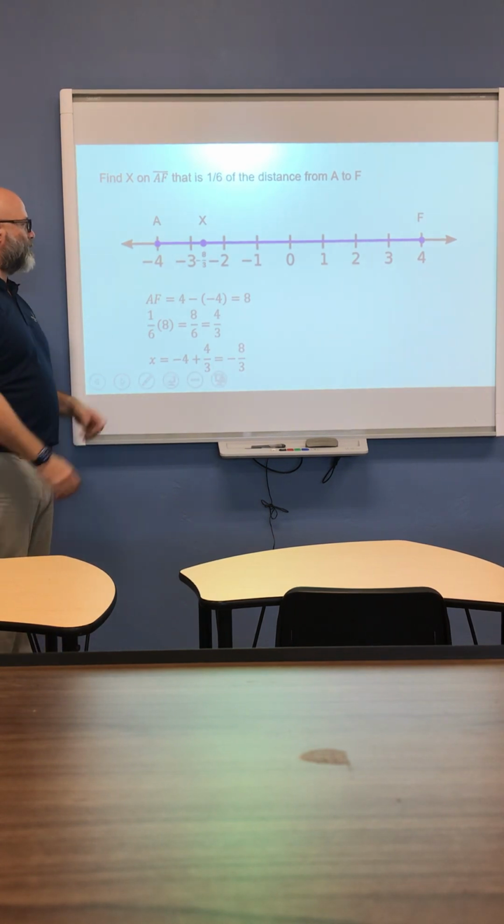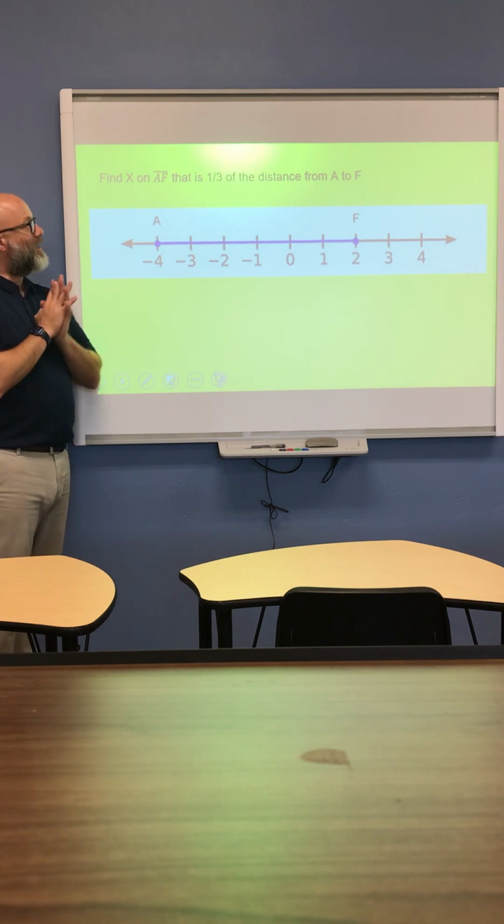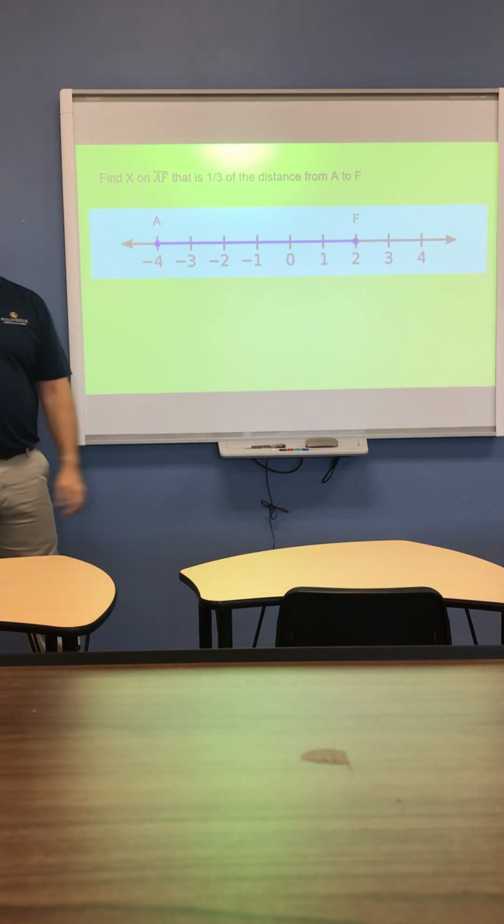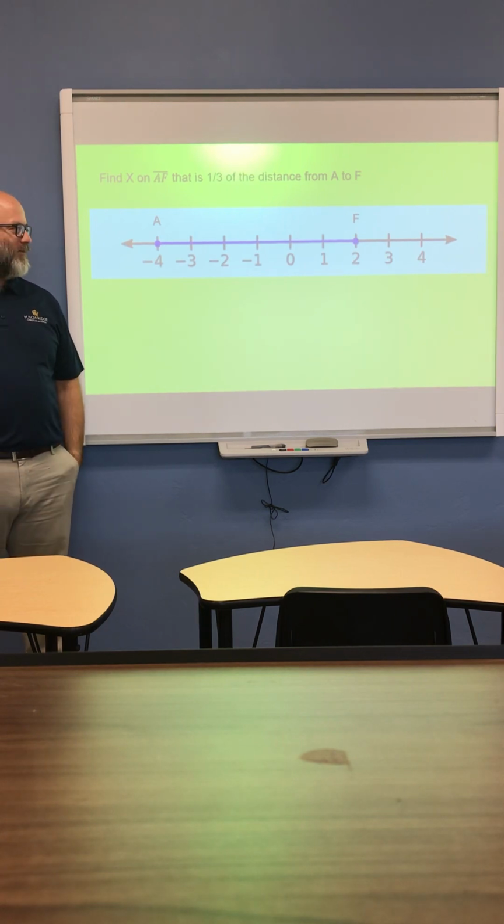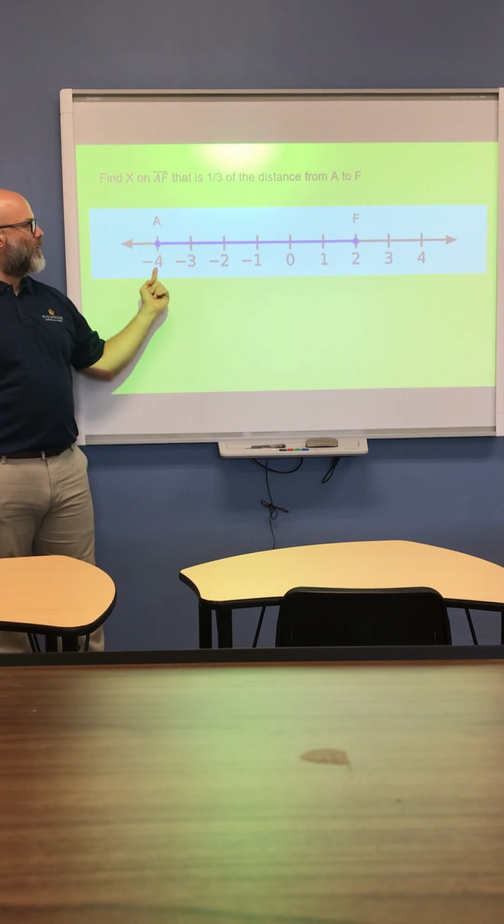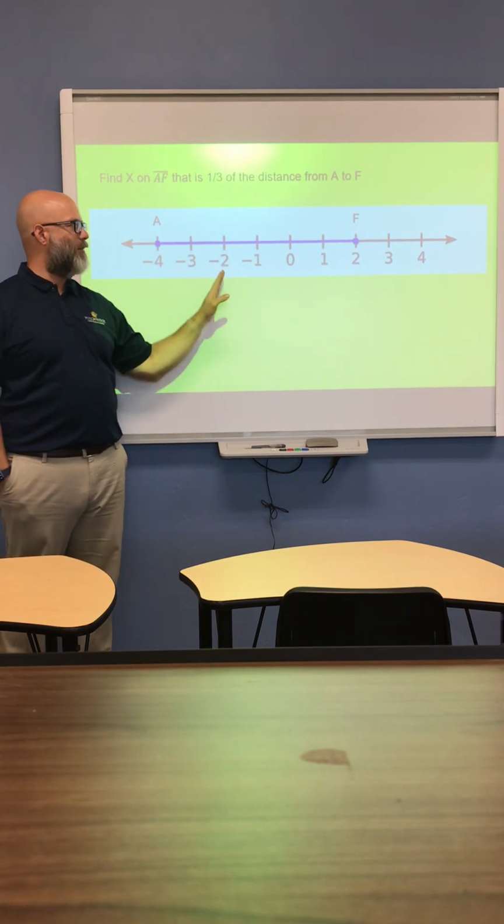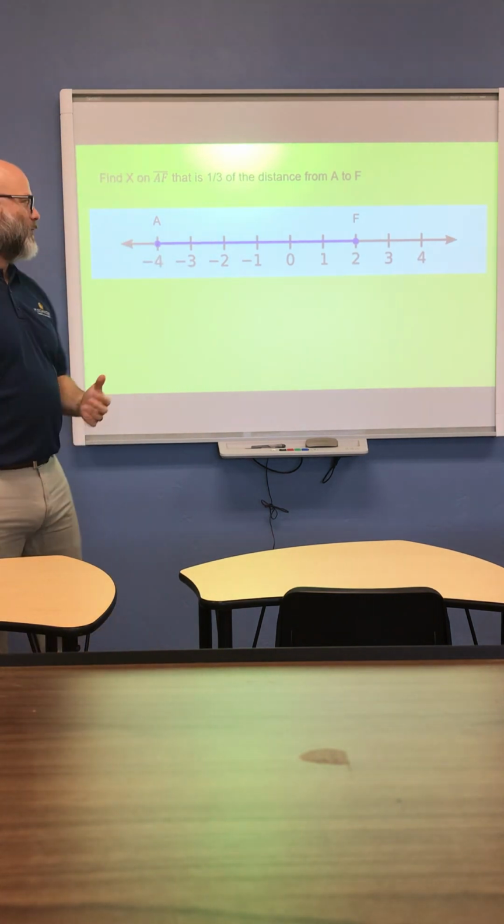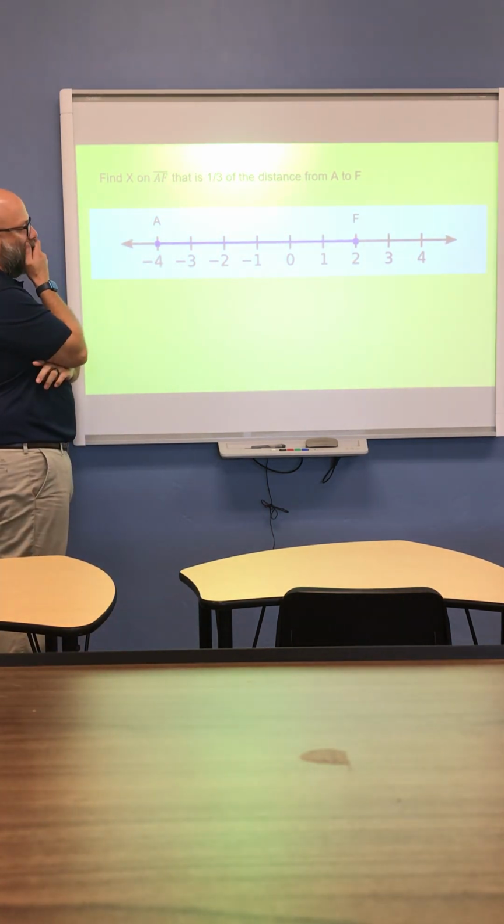All right, one more. Find x on AF, that is 1/3 of the distance from A to F. Well, you might want to eyeball it right off the bat. You're like, this is a distance of 6, so 1/3 is about 2. So we should wind up at -2. But I want you to understand how to do this and show the work. So let's think about it. What am I gonna do?